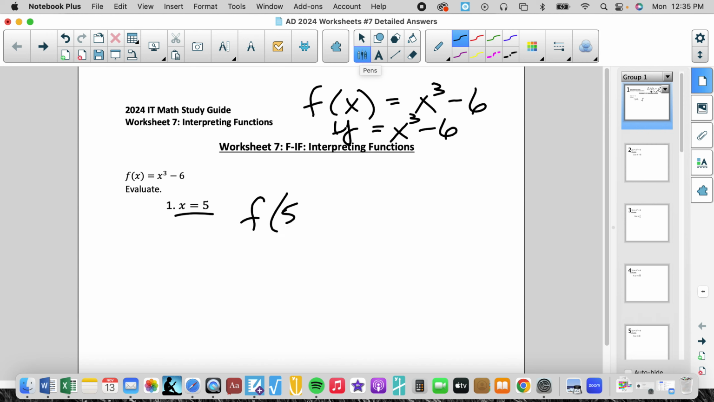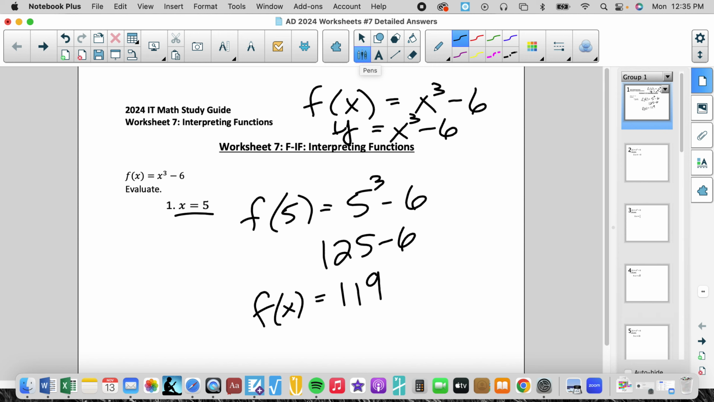So we can actually say f of 5, because that's what we're plugging in for x, equals 5 cubed minus 6. Order of operations: 5 cubed is 125, minus 6, which is 99? No, hello, 99, nice, is 119. So technically f of x equals 119, or f of 5 equals 119.